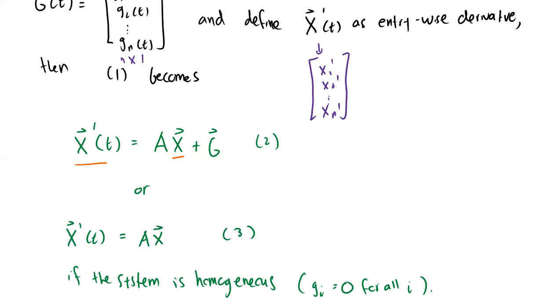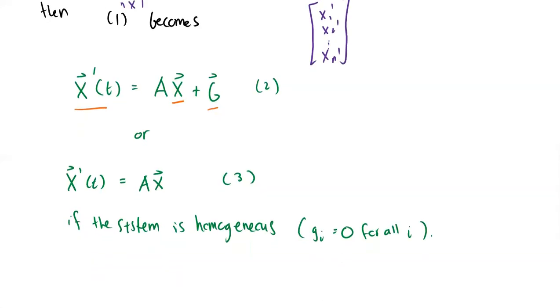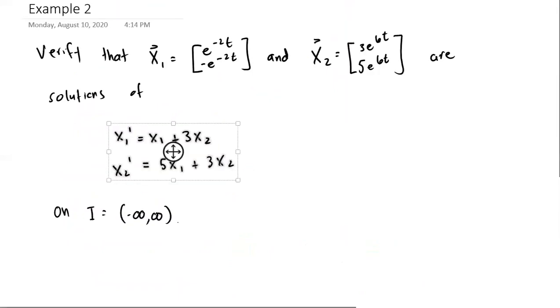Given a vector x, find the matrix product Ax, find its derivative, and whatever's on the left has to be equal to whatever's on the right. In both cases. In the case of system 2, you're also going to have to add a term, but we already saw how to add. In case 3, where you have a homogeneous system, you don't have to add anything. So it's as simple as that. So let's see an example.